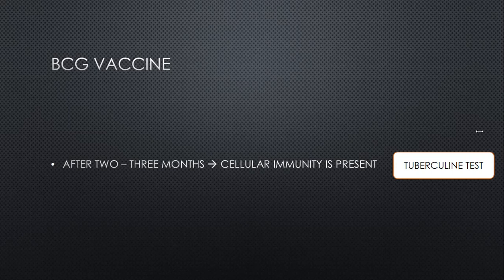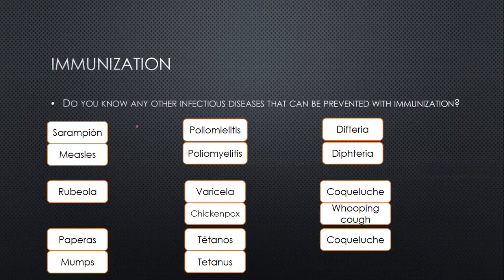Okay, you're going to find out, okay? So when we have cellular immunity, we can say it is positive when we have a positive result on the tuberculin test. Here we have some other infections that could be prevented with immunization. In Spanish is sarampión, right? In English would be measles, okay? In Spanish would be rubéola. Does anybody know how it would be called in English?